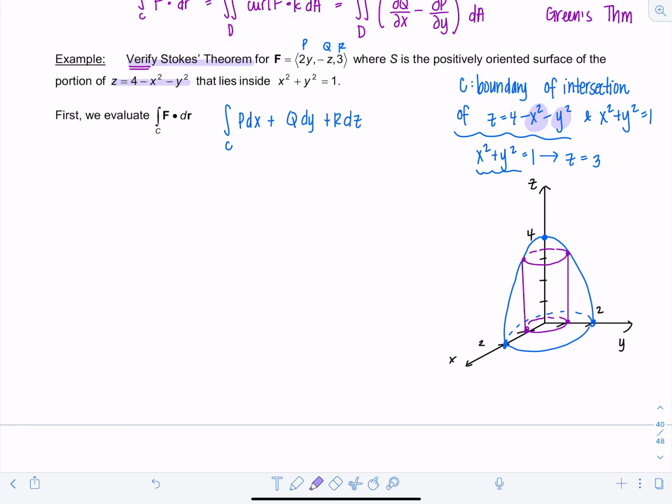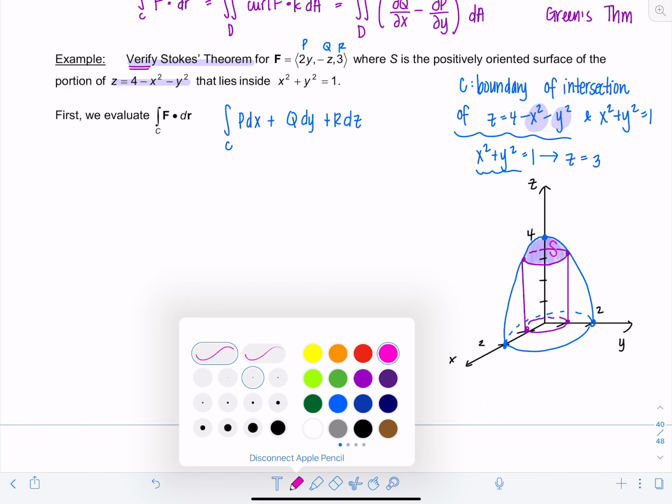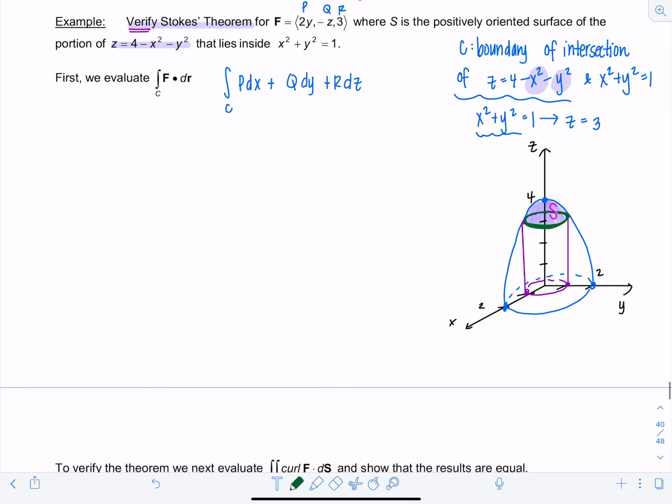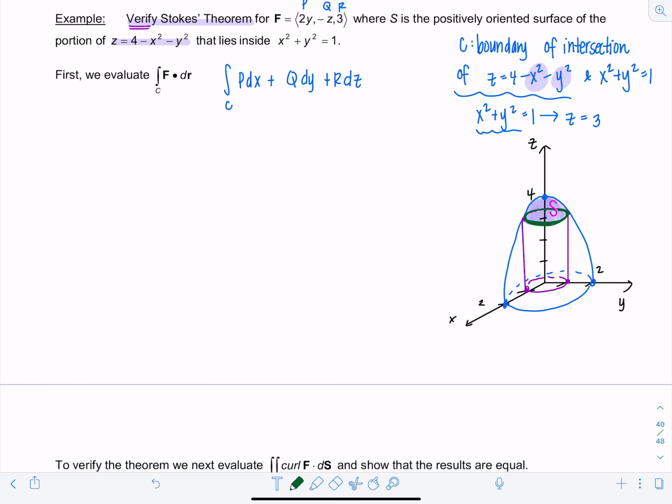So can you identify what S is? This is the portion of the paraboloid that lies inside the cylinder. That's S. Okay, and the boundary curve C, let me highlight it in a different color so you could see it. This is C, the boundary curve right here. Right, that's where their intersection was at z equals 3, and it's just the circle x squared plus y squared equals 1. So I need to represent it parametrically so I can compute the line integral.